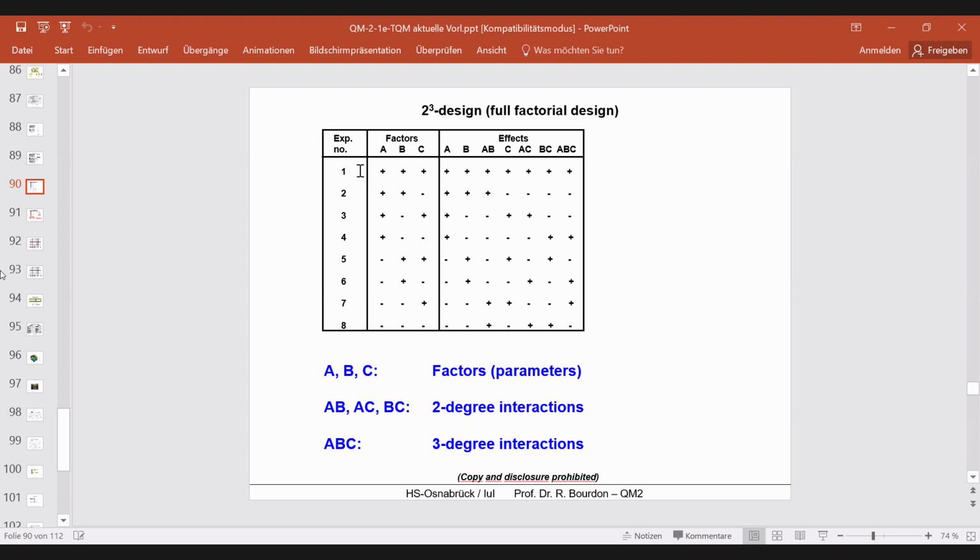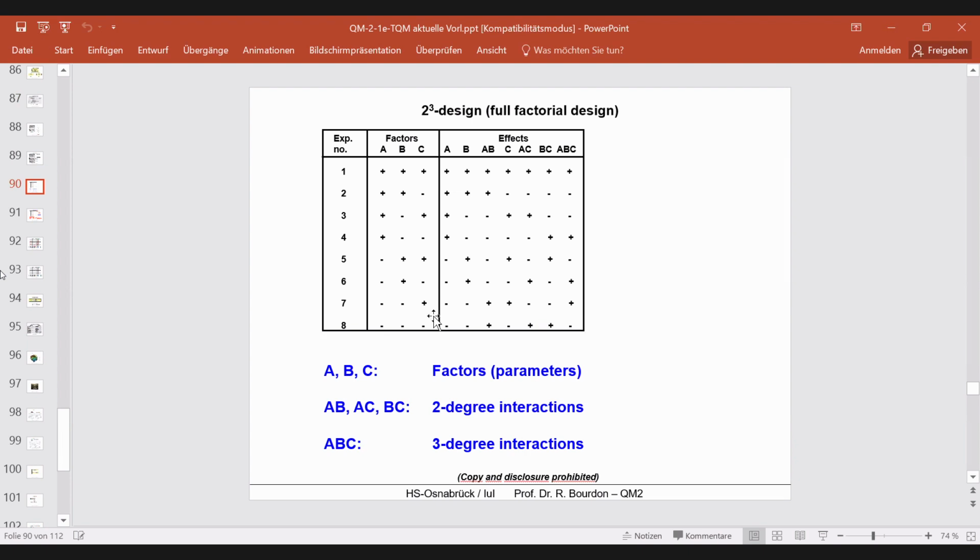They are setting the machine to these experimental conditions, all on plus here. Here, these 2 on plus and factor C on minus. Here, A and C are on plus, and B is on minus. So they are performing every experimental run and producing some parts, let's say 10 parts in every experimental run. So they have 10 parts here, 10 parts here, and so on. In total, they have 80 parts.